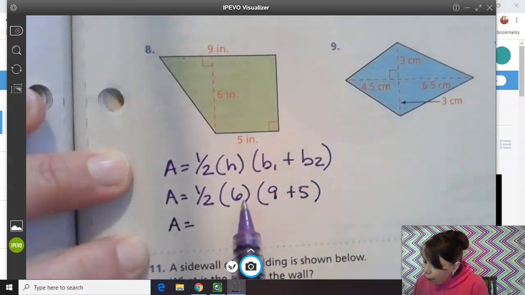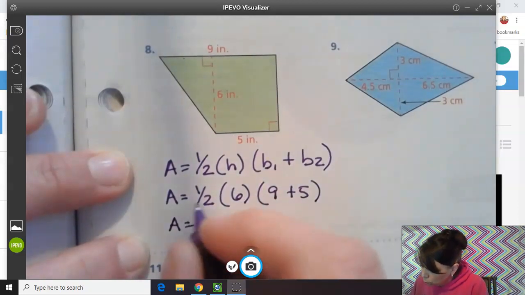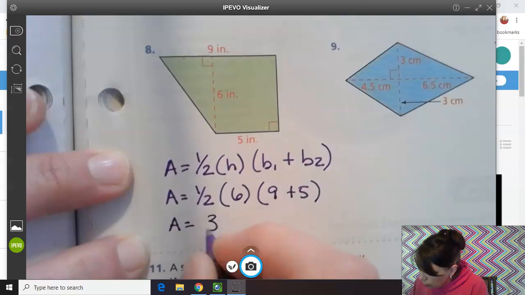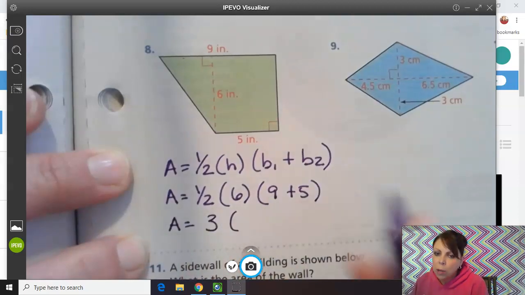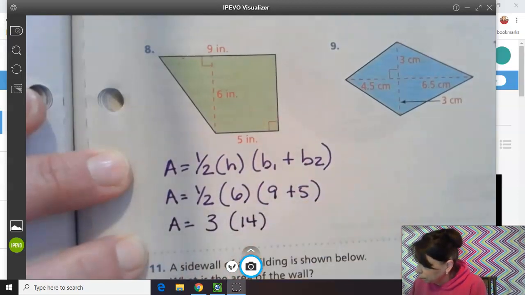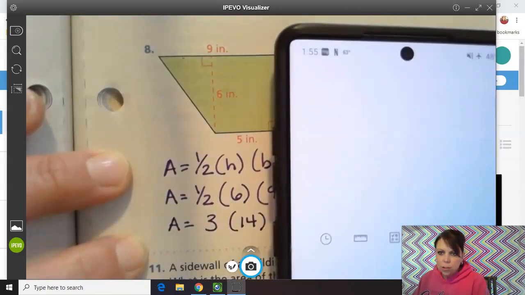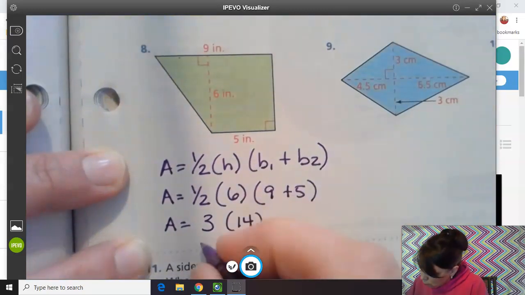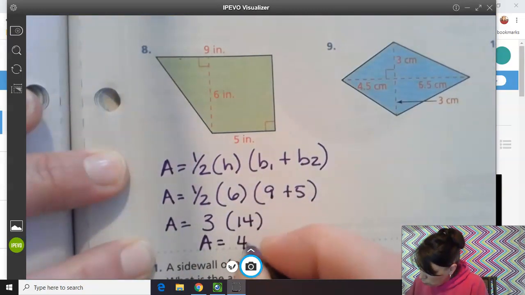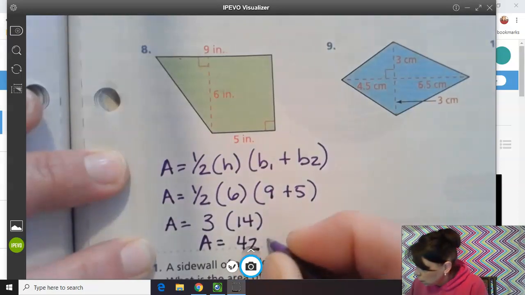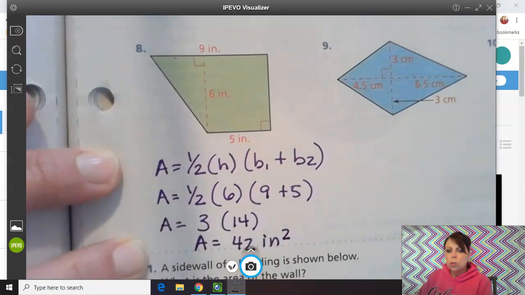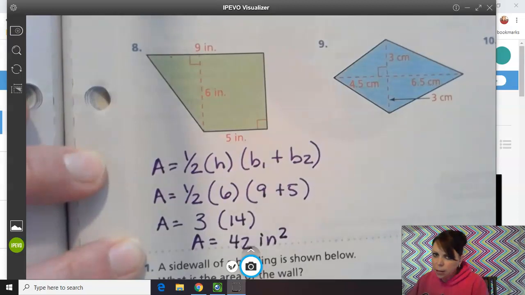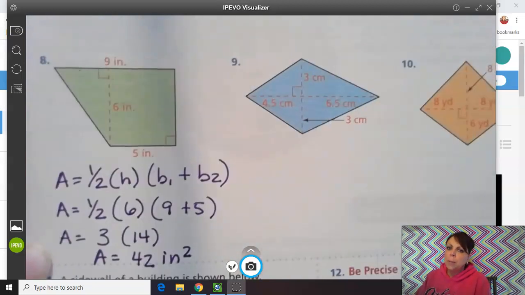And I'm just going to do half of the height. So half of 6 is 3 times 9 plus 5, which is 14. Calculators are out. 3 times 14 equals 42. The area equals 42 inches squared. All right, so that is problem number 8.